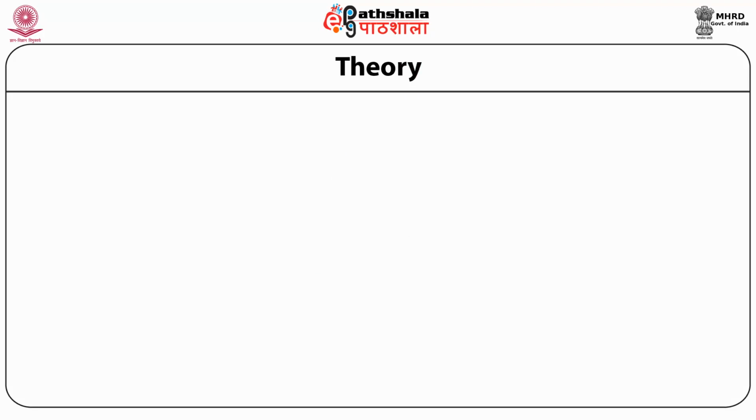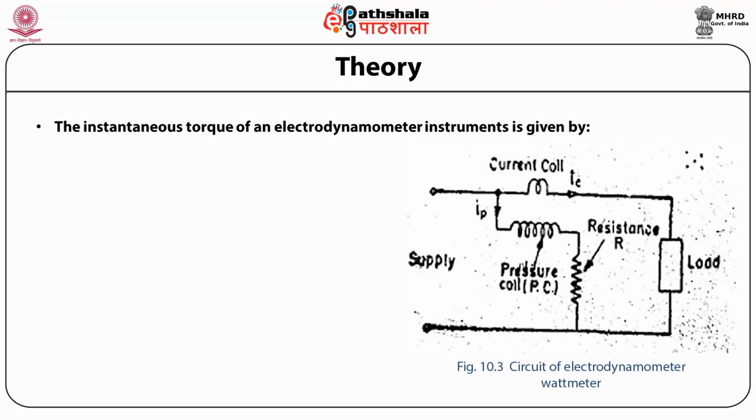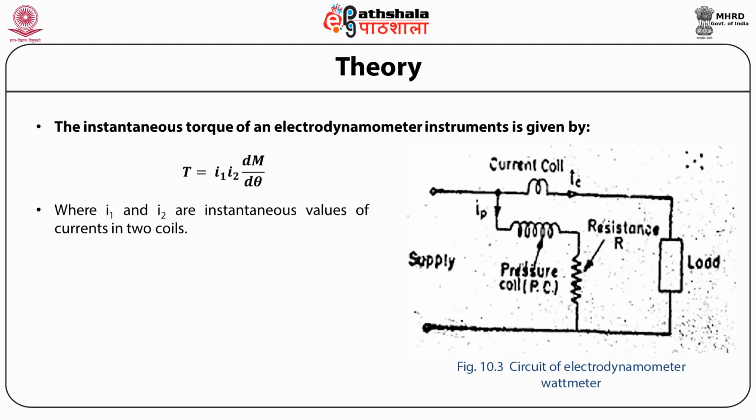Now students, let us see the theory of the working of electrodynamometer wattmeter. The instantaneous torque of an electrodynamometer instrument is given by T = I1 I2 multiplied by dM/dθ, where I1 and I2 are instantaneous values of currents in two coils.